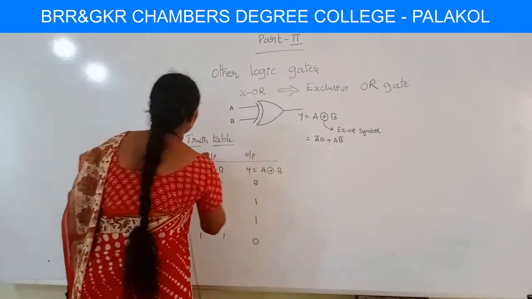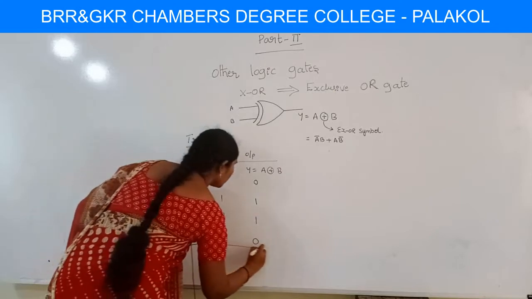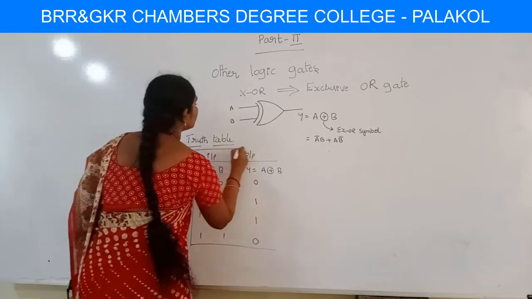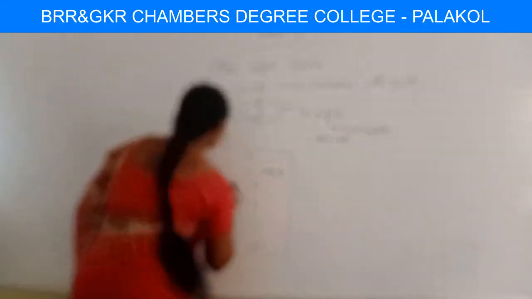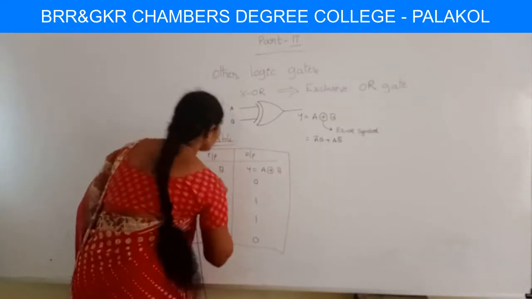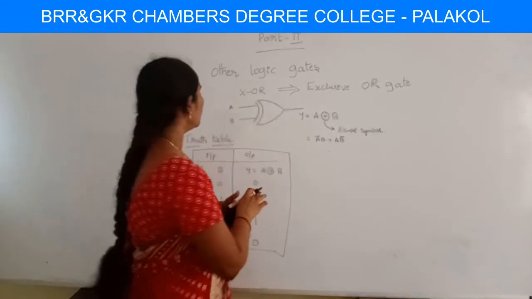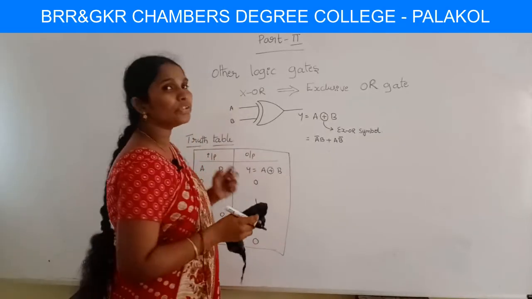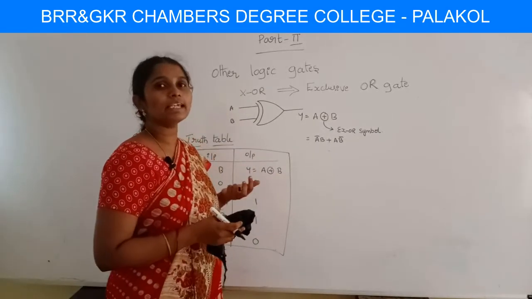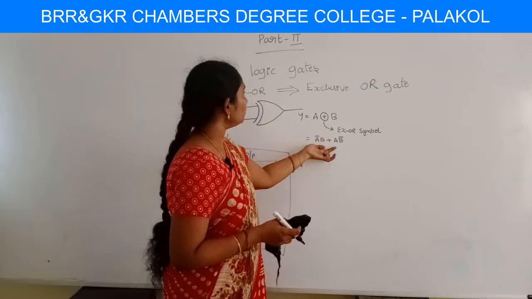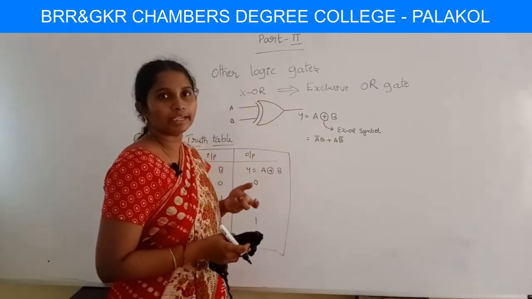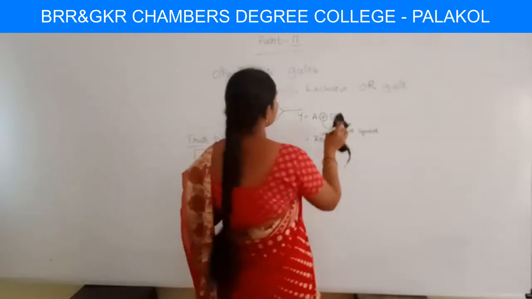This is the truth table for the exclusive OR gate. Okay, so by using basic gates we have to implement the XOR gate, and how we will implement.